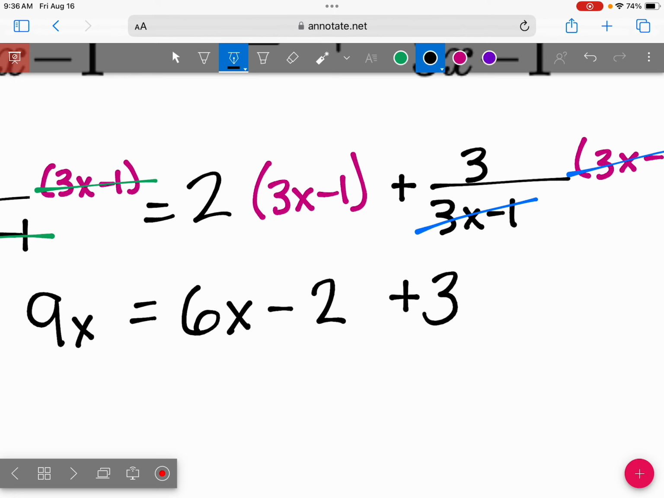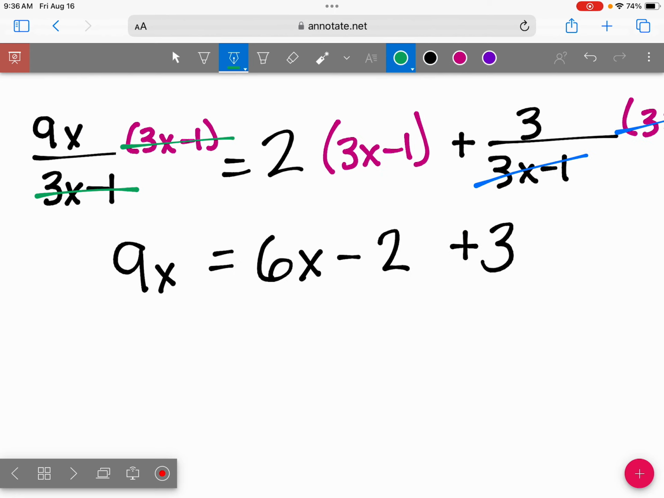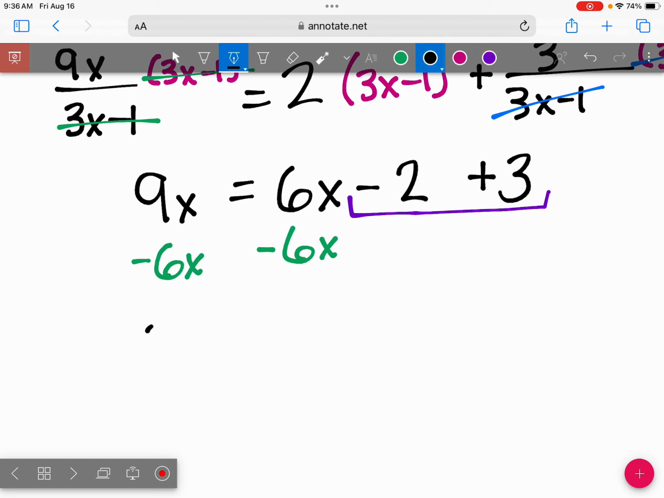What are we going to do now? Minus 6x from both sides, and we can at the same time combine those like terms. So I'm going to minus 6x from both sides to get my x's together. And at the same time, I notice I've got a minus 2 and a plus 3 over here. So my left-hand side is going to be 3x. My right-hand side is going to be 1. So what does my x equal? 1/3.